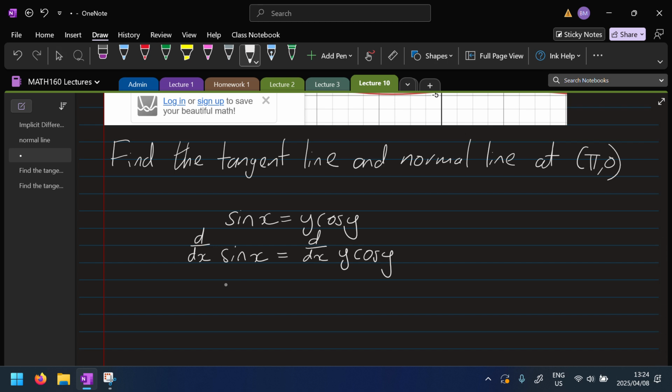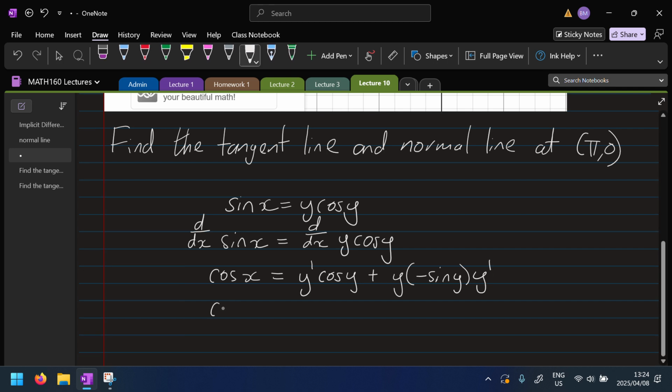Okay, so the derivative of sine x, that's going to be cos x, equals, we're going to take the derivative of the first term, so that's y prime, leave the second one alone, cos y, plus, now we leave the first term alone, so y, and then the derivative of the second, the derivative of cos, that's going to be minus sine, and then the derivative of y, that's y prime. So here we have cos x is equal to y prime cos y minus y prime sine y.